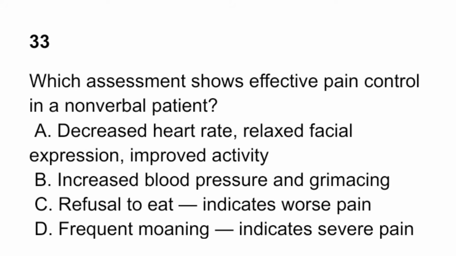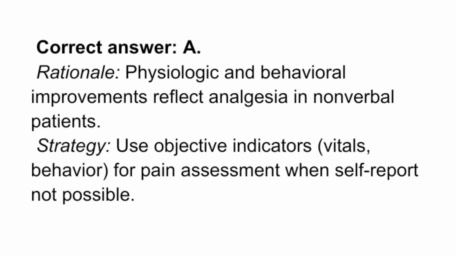33. Which assessment shows effective pain control in a nonverbal patient? A. Decreased heart rate, relaxed facial expression, improved activity. B. Increased blood pressure and grimacing. C. Refusal to eat, indicates worse pain. D. Frequent moaning, indicates severe pain. Correct answer, A. Rationale, physiologic and behavioral improvements reflect analgesia in nonverbal patients. Strategy, use objective indicators, vitals, behavior, for pain assessment when self-report not possible.